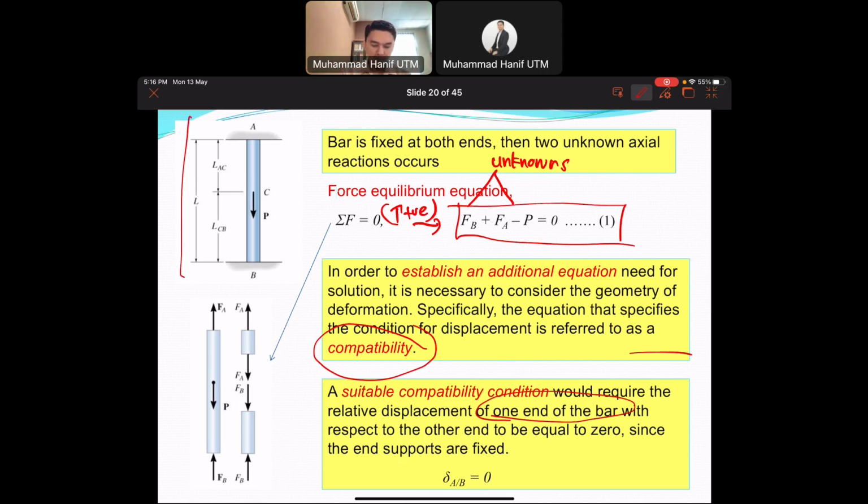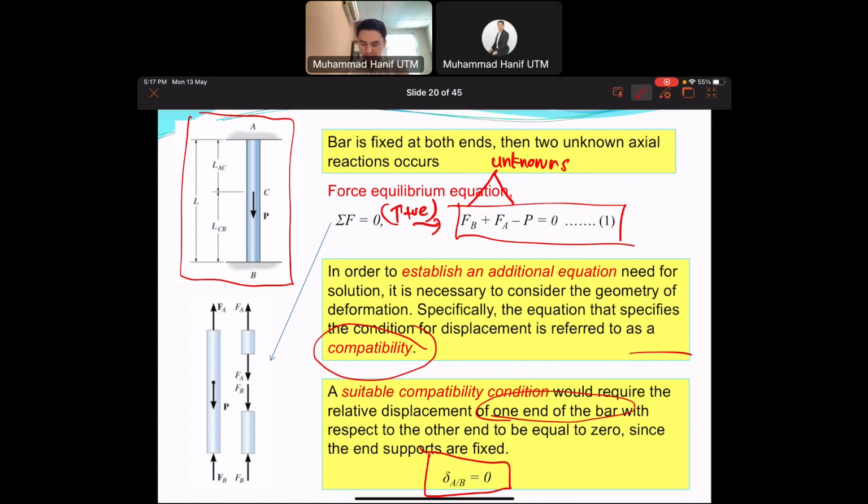Based on this original body, even though we have the external load applied at the center, in the end the rod will be static here, static there, with no displacement, because it is fixed. Any force acting on the body will not affect the geometry. So the deformation will be 0. That's why we have delta A relative to B equal to 0 always. This is the compatibility condition for this case.